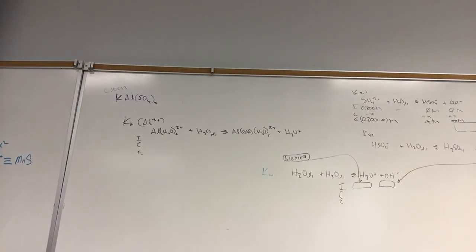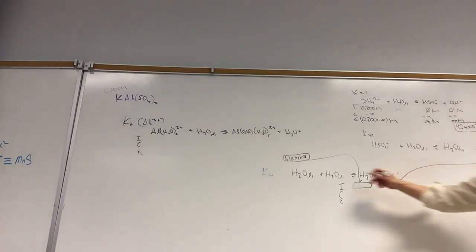So this is 9.09 times 10 to the minus 13. It's very small. This is going to equal x squared over 0.200 minus x. The small-x approximation should work here, no problem, with a fairly high initial concentration and a small K. And what does x come out to? I got 4.24 times 10 to the negative 7 molar.